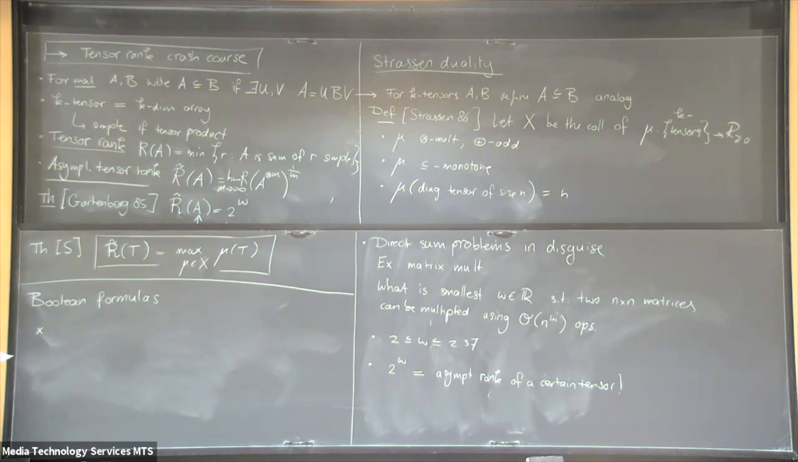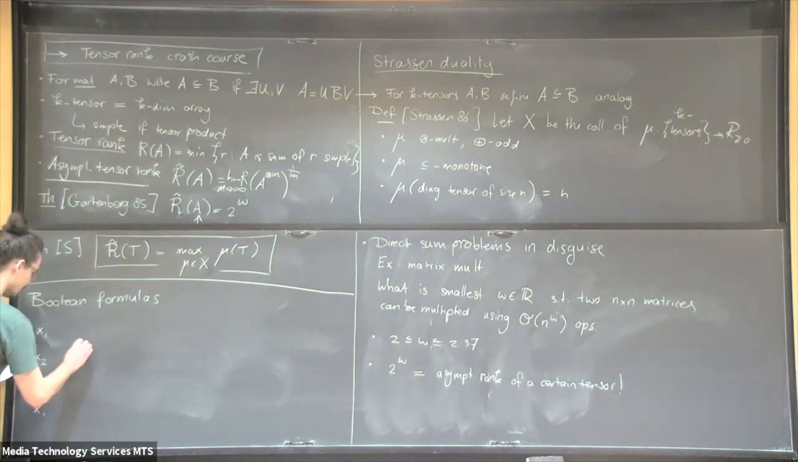Boolean formulas. So here we want to compute Boolean functions. This is a model of computation, and it works as follows. You start with a bunch of literals. Literals are variables or their negations. So for example, I have x1, x2, x3, not x1, and maybe this is enough.